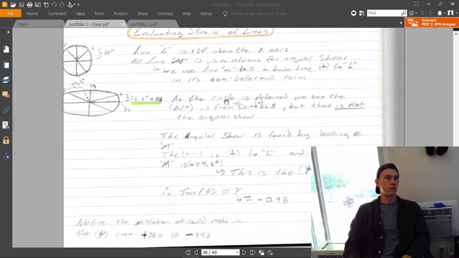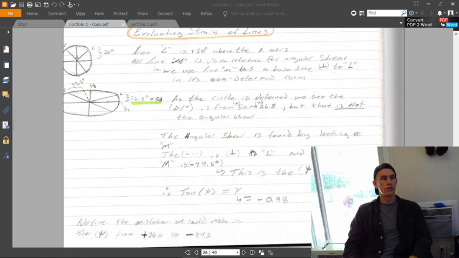So as the circle is deformed, we see that the change in degrees is from 50 to 26.5 above, right? So L was 50 degrees above horizontal, now it's 26.5 degrees. And that is not the angular shear. The angular shear is found by looking at M, and the dashed line is parallel to L. So this is the new line that would be parallel to L, and line M is pretty much in the same relation from where it was. Like, it doesn't really change.